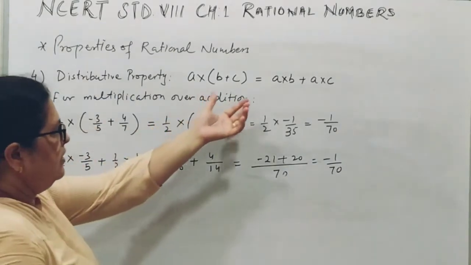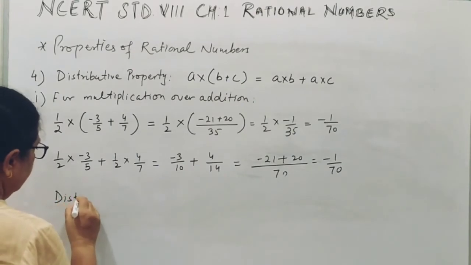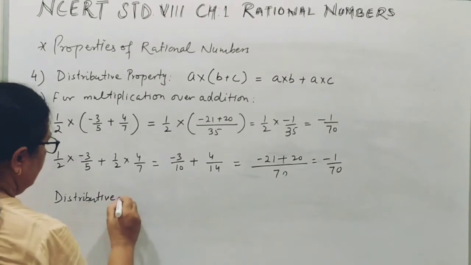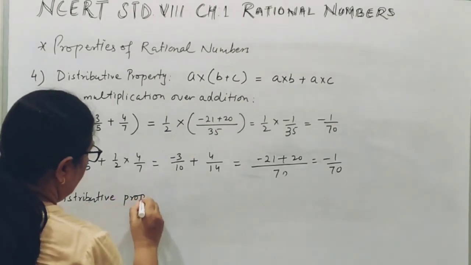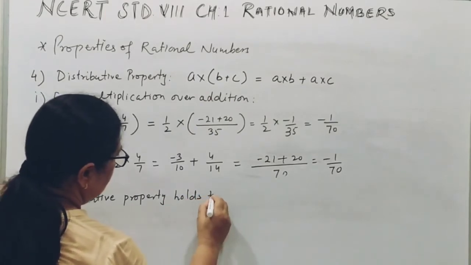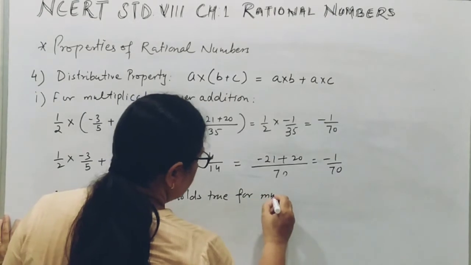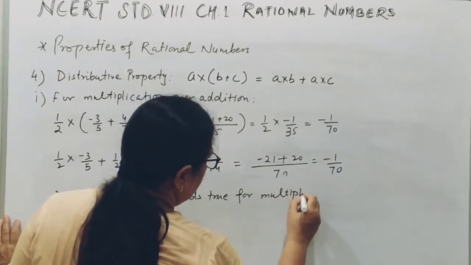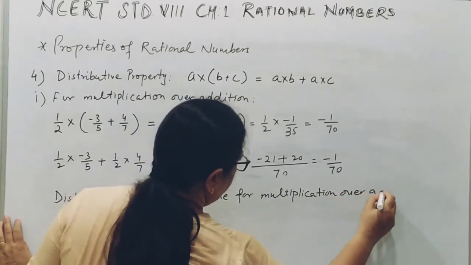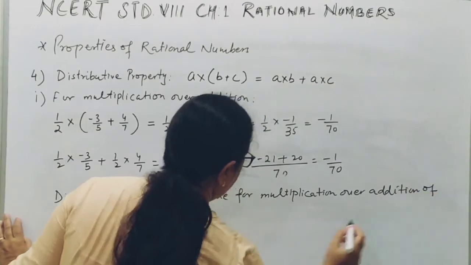So we have seen that distributive property holds true for multiplication over addition of rational numbers.